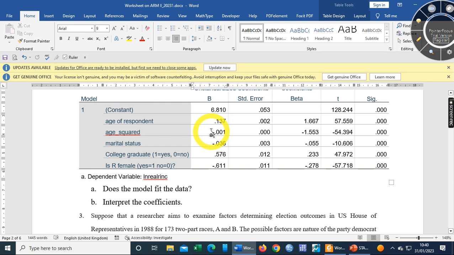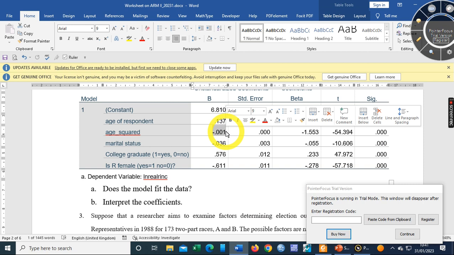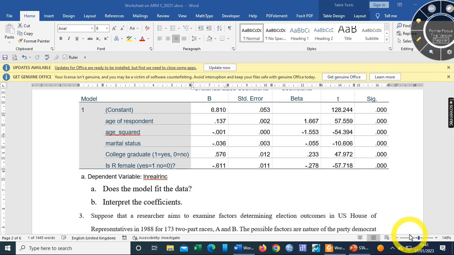Again, you need to multiply this coefficient by 100, and when we multiply it, we get minus 0.1. This means when age increases by 1 year, real income decreases by 0.1% on average, keeping other variables constant.